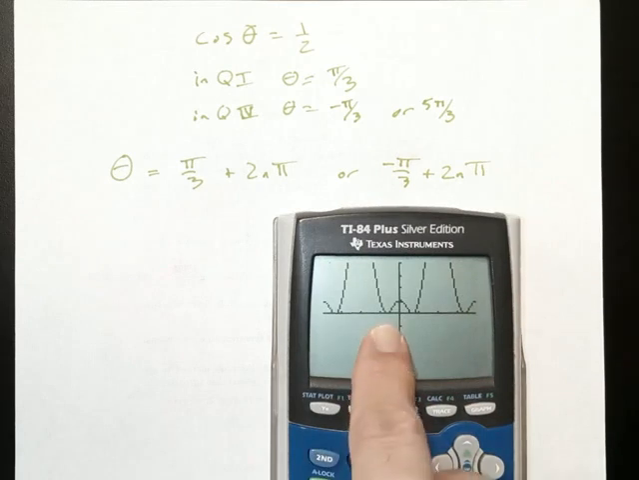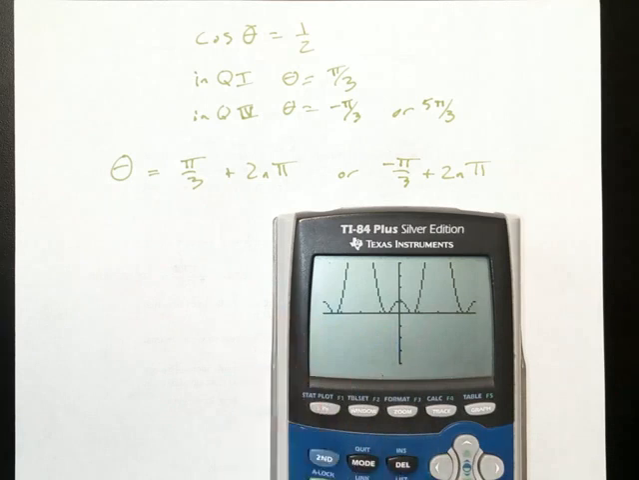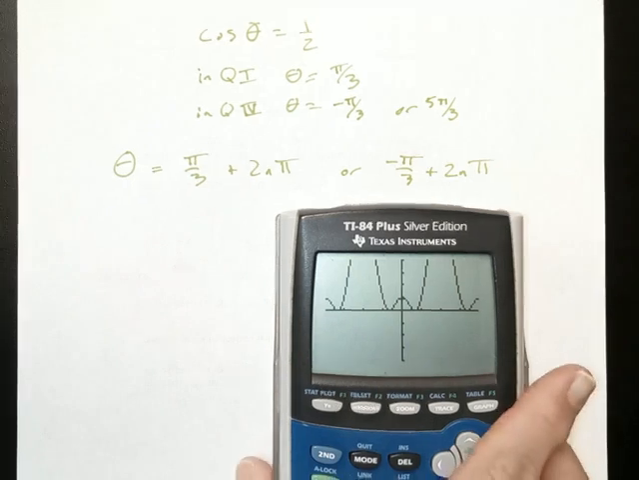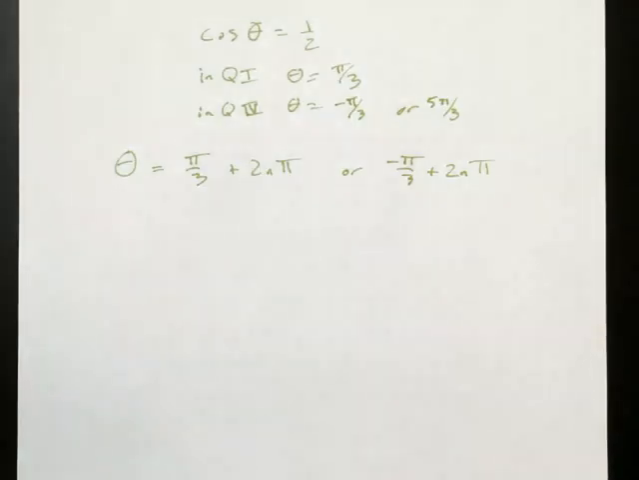Oh, and negative pi over 3. Negative 5 pi over 3. Because it's all in cosines, it's still even. You sneaky bugger. Questions?